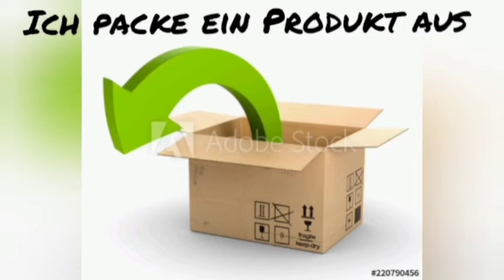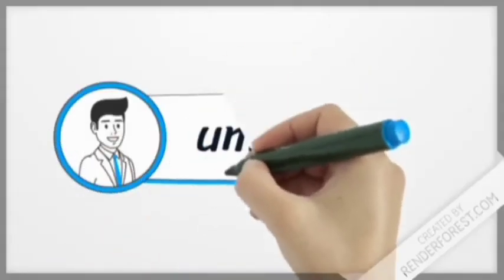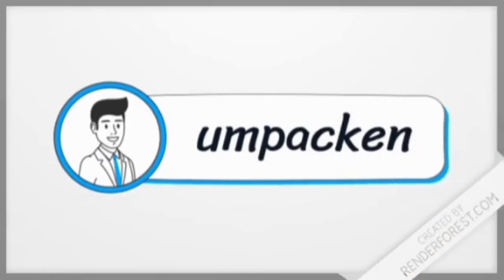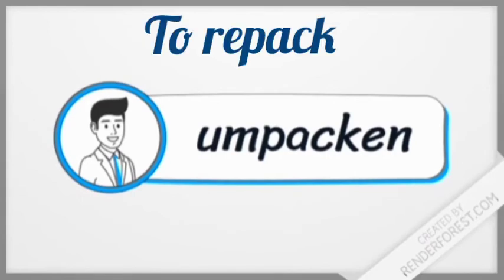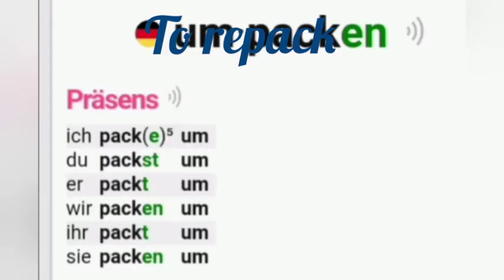Umpacken means to repack, or to change something from one place to another, from one box to another, from one package to another, and so on. The conjugation of this verb is done as in the following example, as you can see here. Ich packe um. As you can see here, the prefix is put at the very end of the sentence.